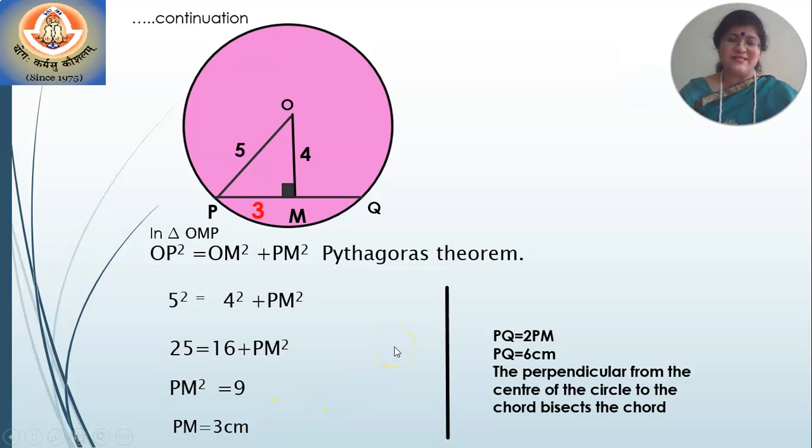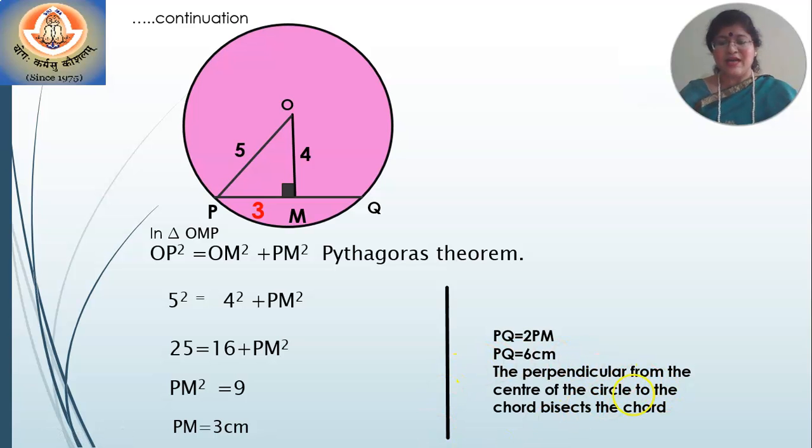So PM is 3. Now you know the theorem that the perpendicular from the center of the circle to the chord, what does it do to the chord? It bisects the chord. It cuts the chord into equal parts. That means PM is equal to MQ. So if PM is 3, what will be MQ? MQ will also be 3. So in other words, won't PQ be twice of PM? So PQ is twice of PM. So PQ is equal to 6 centimeters.